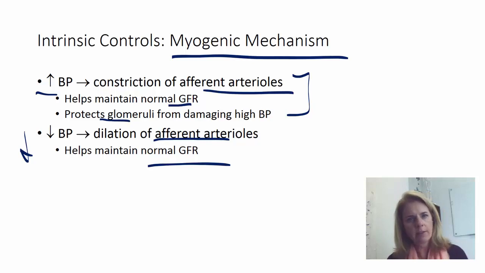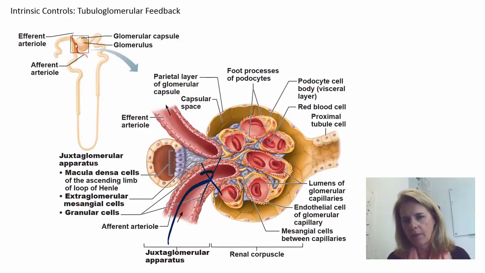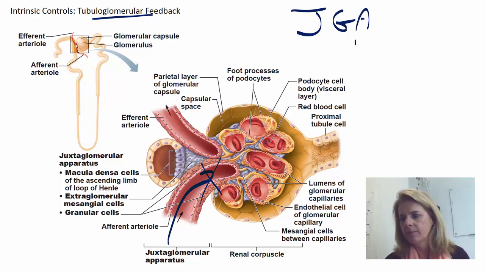So that's just happening right there at the kidney. You don't need any nervous system or endocrine system to do anything about that. Now the other type of intrinsic control is your tubuloglomerular feedback. So with tubuloglomerular, we know the tubules and the glomerulus are somehow talking to each other. And that happens at the JGA, which is the juxtaglomerular apparatus.